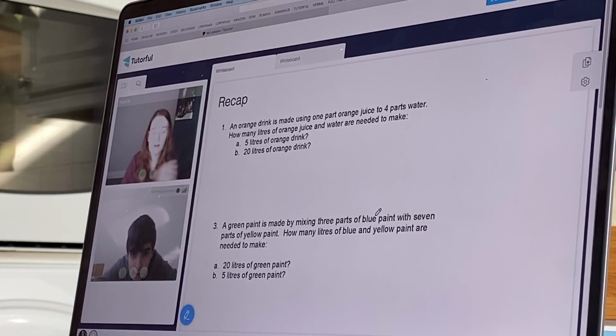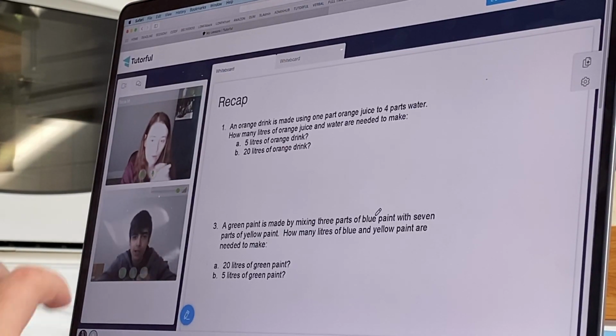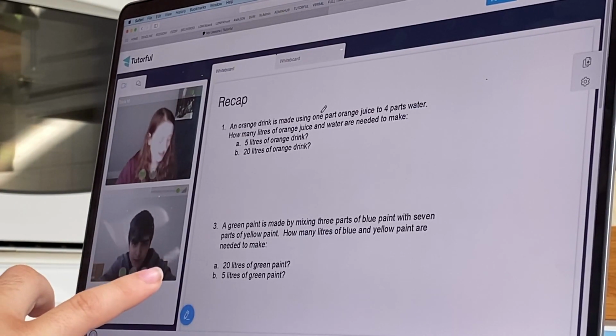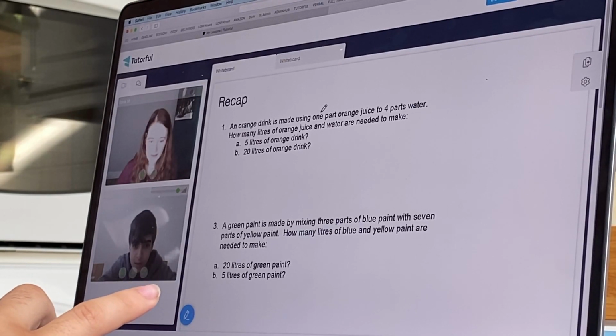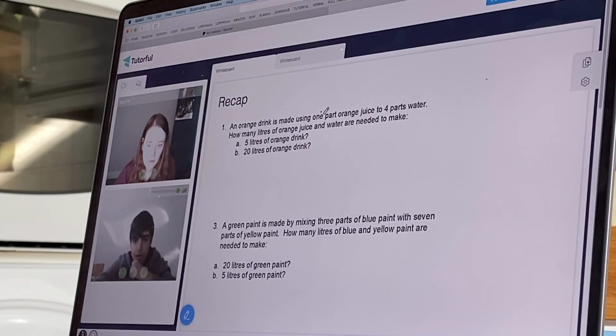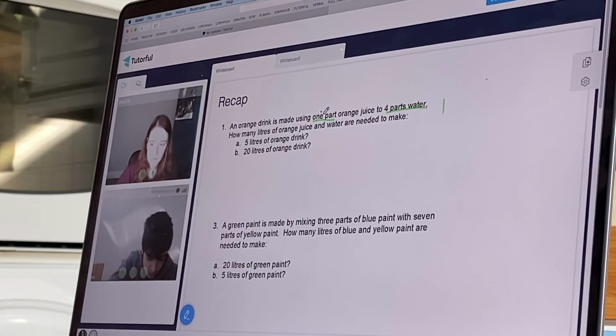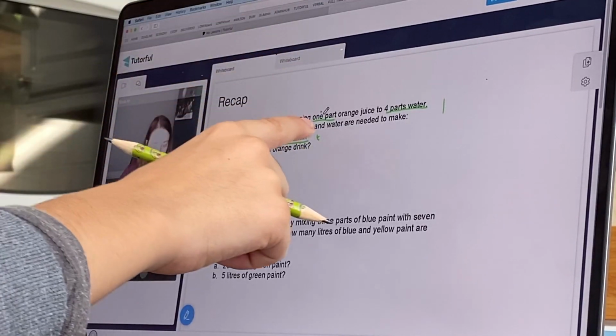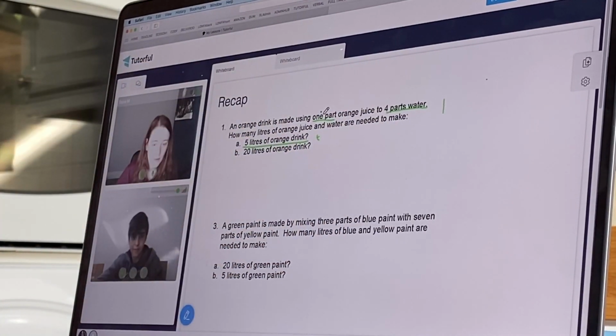We've got it split up into a ratio actually of 1 to 4. 1 part orange juice and 4 parts water. We include that part where I put the dot. So it's 1 to 4 parts, and we want to make 5 litres of drink in total. If you add them together, it makes 5.